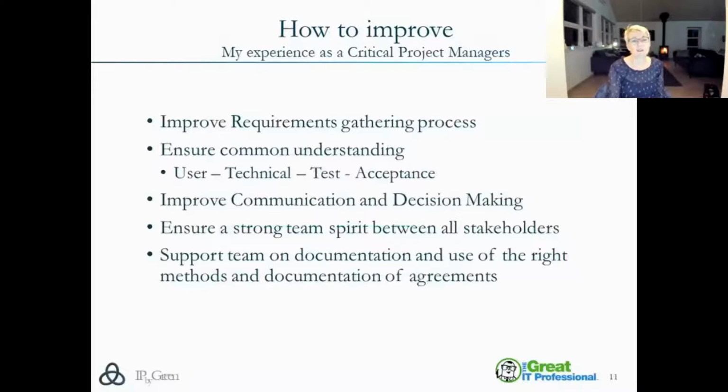My experience as a critical project manager is that one of the things you need to look into in order to not have a challenged or failed project is improving the requirements gathering process. Ensure that you have a common understanding all the way from user, technology, design, specification, test and acceptance. One of the ways to do that is by improving the communication and the decision making. The Standish report and the PMI report right now state that one of the most critical parts is scope management and decision making, especially up the chain to leadership.